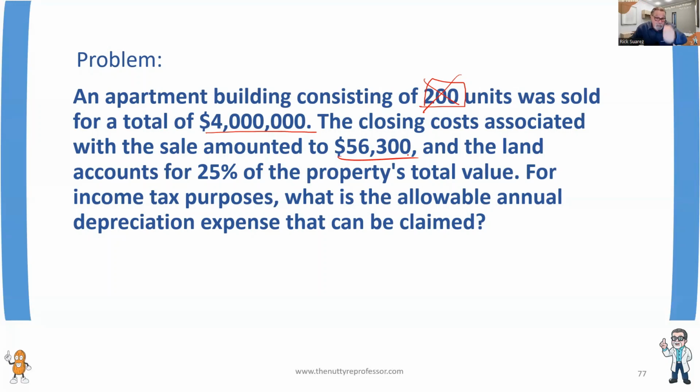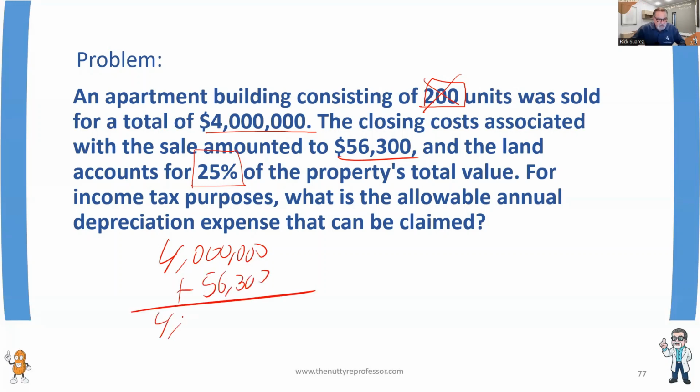See, that was an expense. So we need to add that to the $4 million. And the land represents 25%. So now they're giving us how much the land represents. So let's take a look at this. This is $4 million, and we're going to add 56,300. So the answer is 4,056,300. That's including the closing cost.